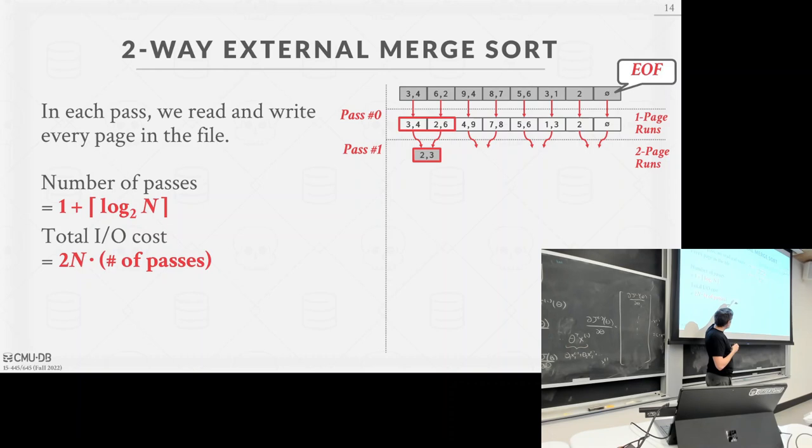Then the cursor moves over, and now we compare 3 and 6. 3 is less than 6, so 3 gets written out. Now we've filled up our page, because we can only hold two elements, and that gets flushed to disk. Then we can continue with the other comparisons. Now we compare 4 and 6. 4 is less than 6, so 4 gets written out first in the page, and then 6, and this gets written out. Right?